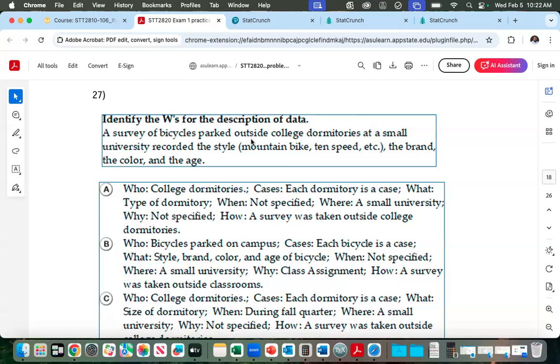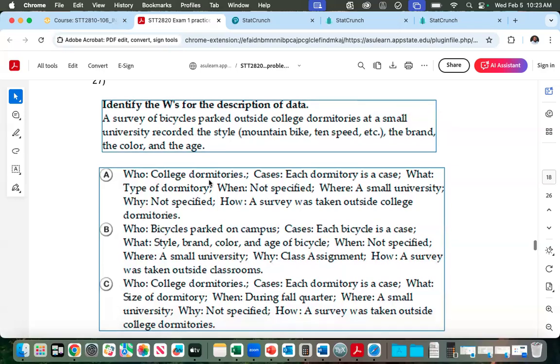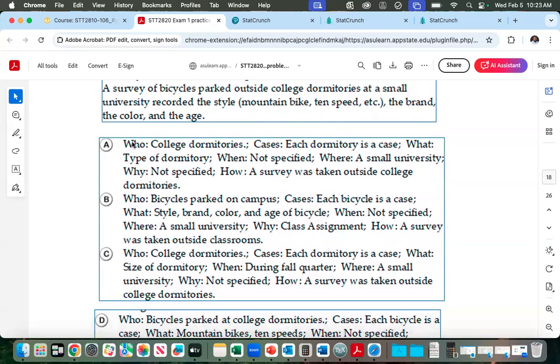Okay, so let's do it together. Now, if I were you, because this is multiple choice, I'll try to be smart about it by reading the problem and then looking at the possible answers. For example, when you read the problem, it says that a survey of bicycles parked outside college dormitories at a small university recorded the style, the brand, the color, and then the age. When I look at the possible answers here, I see who, I see cases, I see what, I see when, I see where, why.